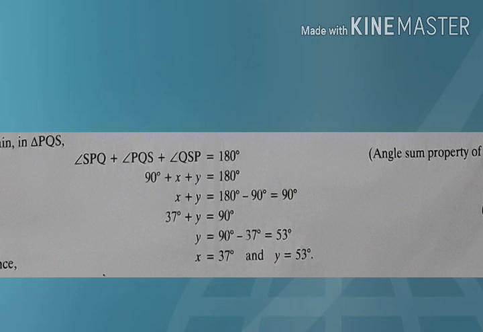PQS. There, x plus y plus 90 degrees equals 180. Then the value of x we can substitute as 37 degrees. Then 37 plus y equals 90. y equals 90 minus 37, that is equal to 53 degrees. So here we got x equals 37 and y equals 53.